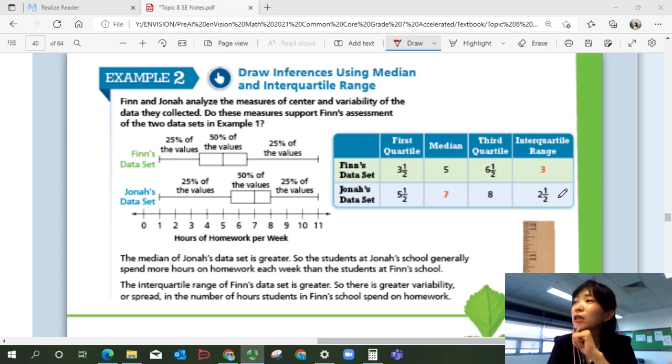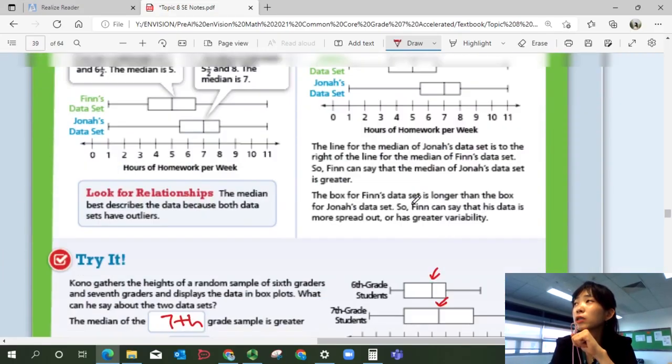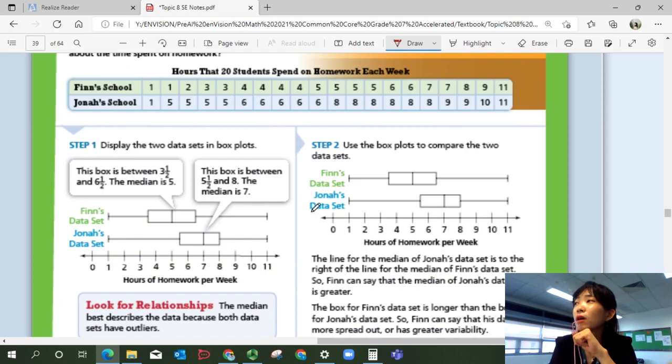So the median of Jonah's set is higher than the median of Finn's. And so the students at Jonah's school generally, this is what it means. You can't just say, oh, it's higher. So what? That means the students at Jonah's school generally spend more hours on homework each week than the students in Finn's school. Does that match your example 1 here?